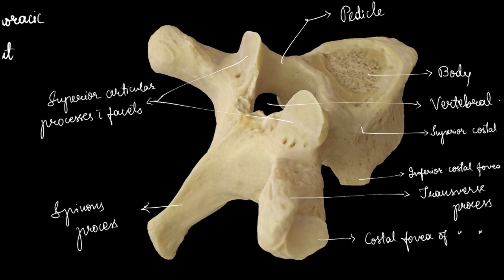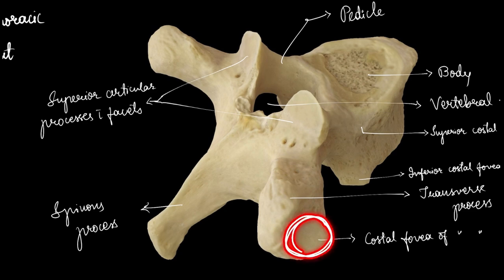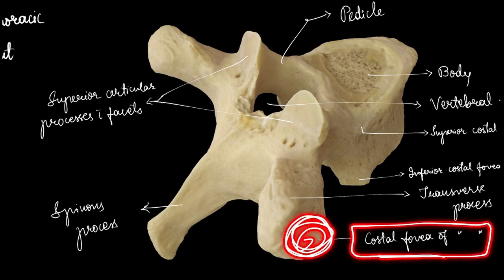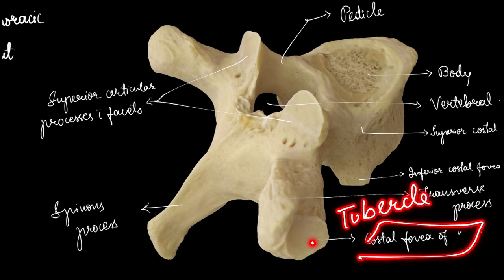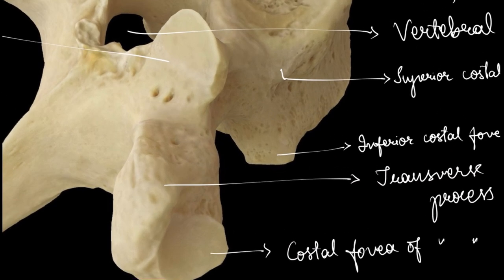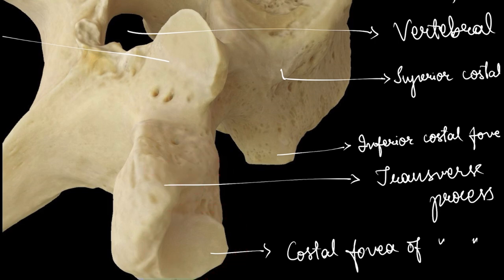And here, what things got added and what things are not there. This is the transverse process, and on the transverse process there is no foramen. But on the transverse process you can see a surface, the costal fovea of the transverse process, and this is for the attachment of the tubercle of the rib. So, the costal fovea on or of the transverse process.